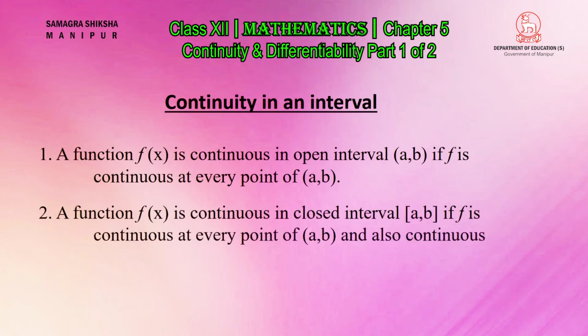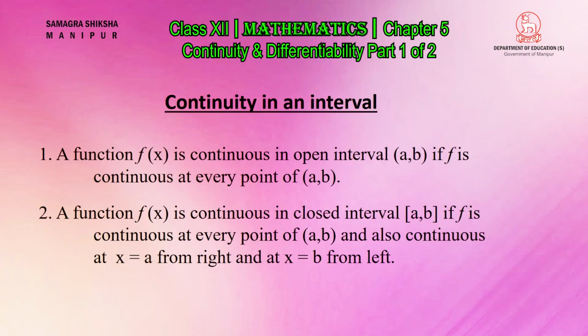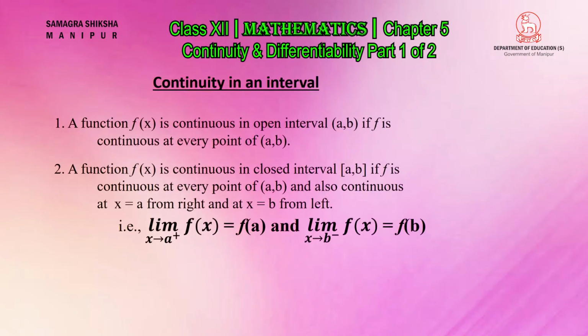Then the closed interval. A function f(x) is said to be continuous in the closed interval [a, b] if f is continuous at every point of (a, b) as the first condition, and also continuous at x equal to a from the right and at x equal to b from the left. That is, the right hand limit at a equals the function value f(a), and the left hand limit at b equals the function value f(b).